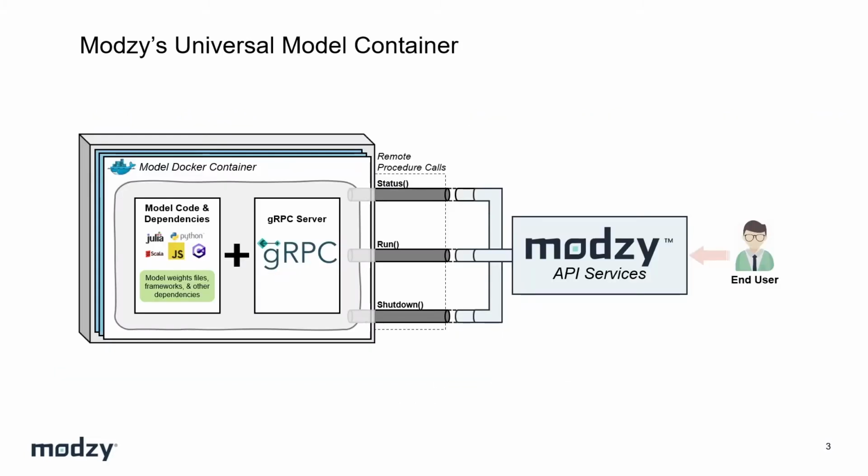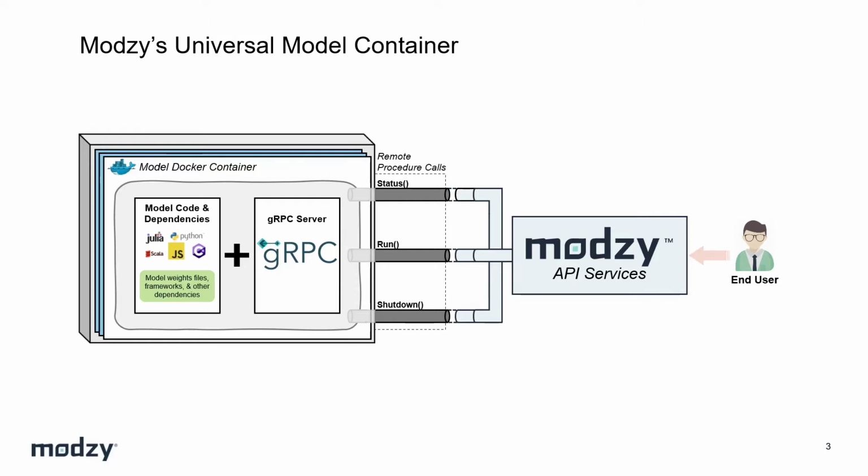Okay, now what do we mean by this universal model container? Well, for starters, we currently provide support for Docker. So you'll need to make sure that you can containerize your model using Docker. And I will say support for all OCI compliant containers is coming soon, but for today, we're going to use Docker.